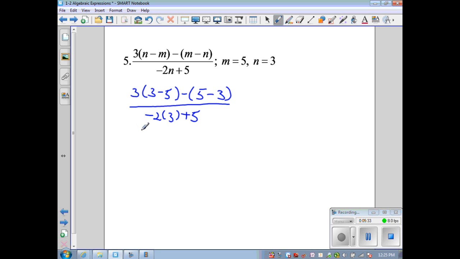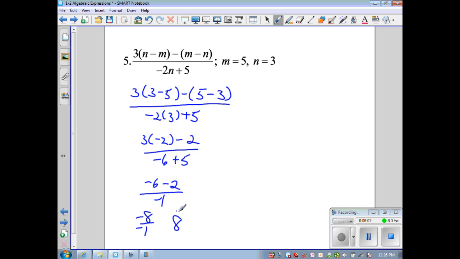I'll simplify inside the parentheses. That gives me 3 times 3 minus 5, which is a negative 2, minus 5 minus 3, which is going to give me a positive 2, over negative 2 times 3, which is going to give me a negative 6, plus 5. On the top, we simplify the multiplication, which is going to give me a negative 6 minus 2 over a negative 1. Simplify the top, which is going to give me a negative 8 over a negative 1, and that simplifies to a positive 8.